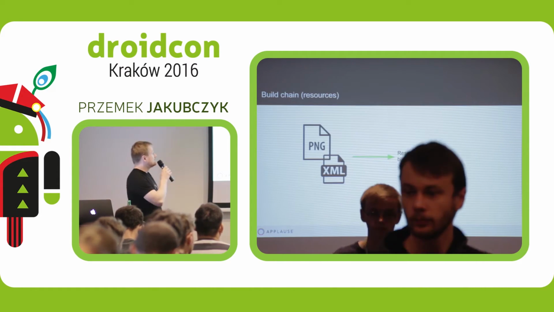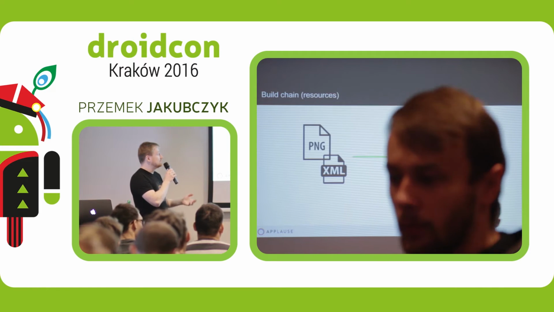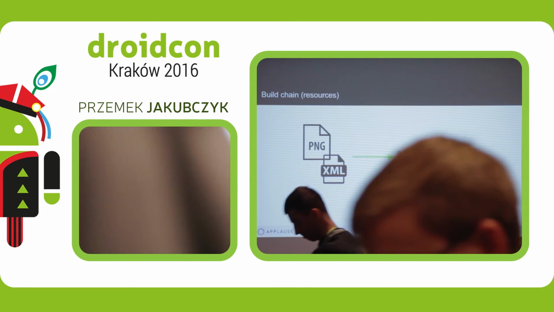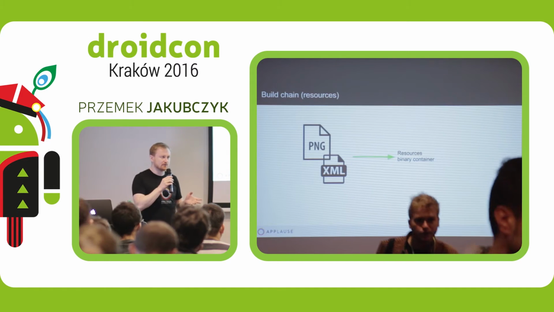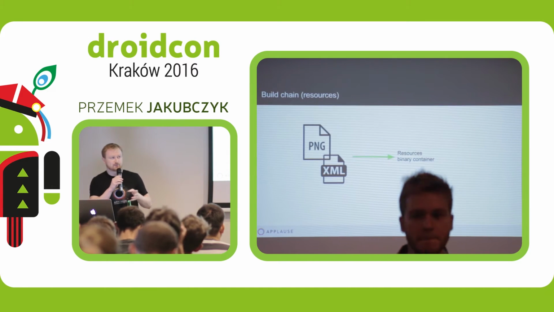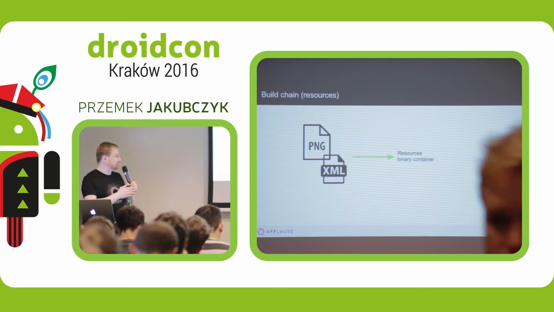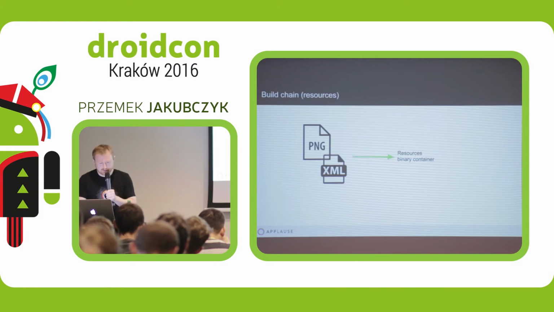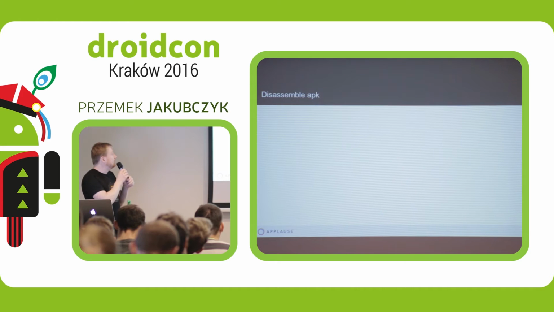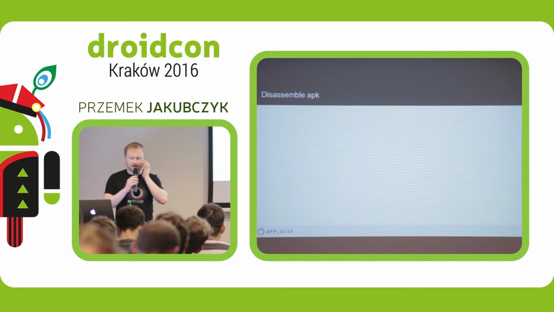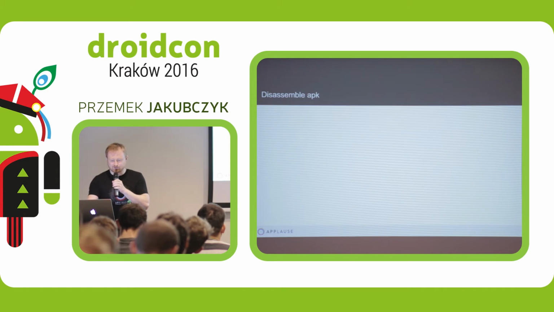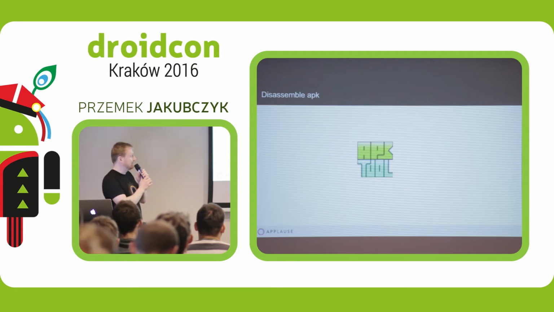When it comes to resources, it's also a little bit different than on backend systems because we have PNGs and XMLs, and actually they're also compiled to save some storage and to speed up XML reading. But let's not talk about it too much. So first of all, we need to disassemble the APK. There are many tools for that, but I'm concentrating on one. It's APK tool. And I'm going to tell you why.